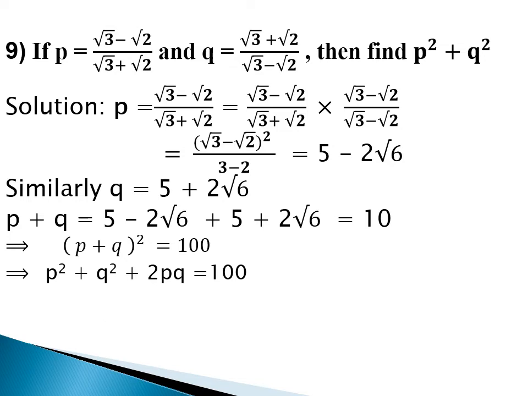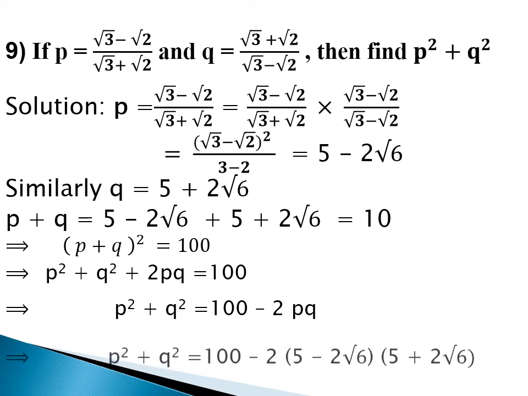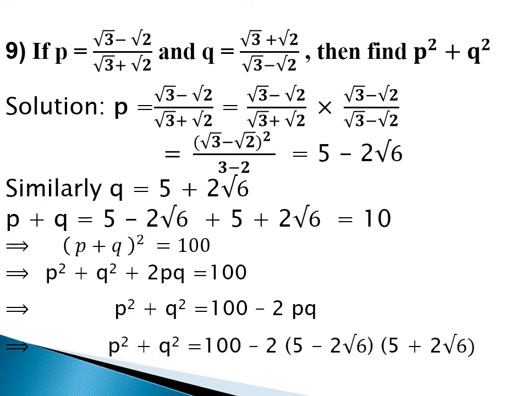Now we need only the values for p square plus q square. So what we should do, p square plus q square we will keep in the left side, and 2pq we are taking to right side. So p square plus q square equal to 100 minus 2pq. Now the next step, we are substituting the values for p and q. So it is again a minus b into a plus b form. So your answer is 100 minus 2 into 25 minus 24, it is equal to 100 minus 2 into 1, that is 100 minus 2, it is equal to 98.